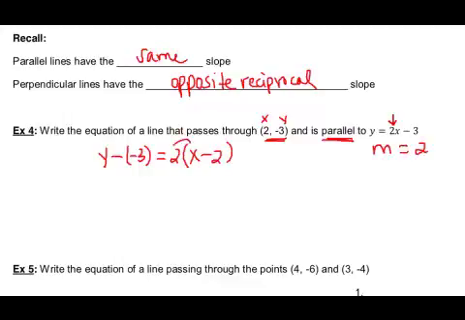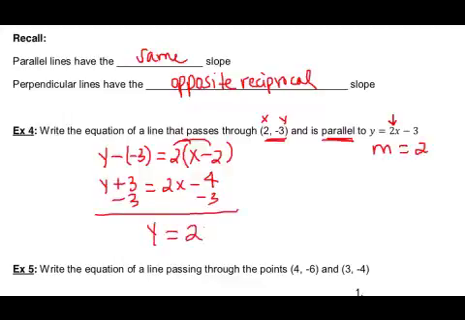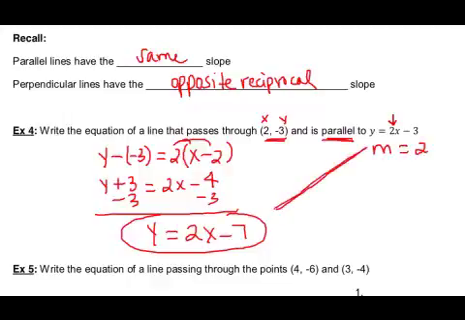Like we did before, we want to distribute. y minus a -3 is the same as y + 3. If we distribute, we get 2x - 4. Again, we want y by itself, so we subtract 3. Our final equation is y = 2x - 7. So the equation of the line that passes through the point (2, -3) and is parallel to y = 2x - 3 is y = 2x - 7. We know these lines are parallel because they have the same slope. They both have a slope of 2. And notice they have different y-intercepts, which we talked about in the previous section.